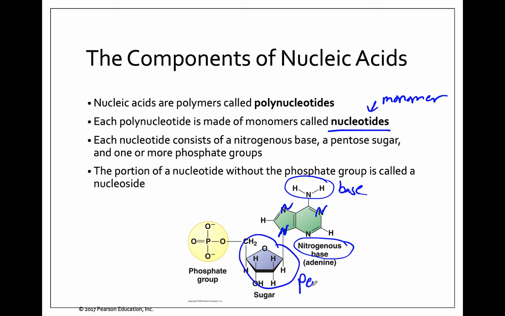We call them a pentose sugar. Penta means 5. So there's 1, 2, 3, 4, 5 carbons on that sugar. And then they have a phosphate group. So there's that functional group, the phosphate group. So you have to have these 1, 2, 3 things to create a single monomer, which is a nucleotide. Then we put multiple of these nucleotides together, and it makes the polymer, which is the polynucleotide. So this just means many nucleotides.